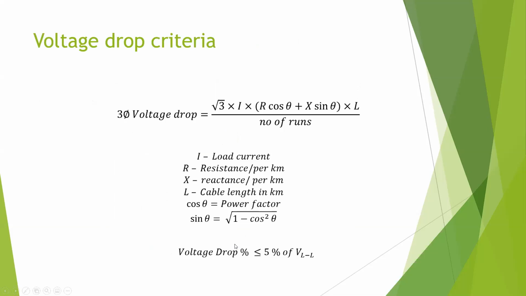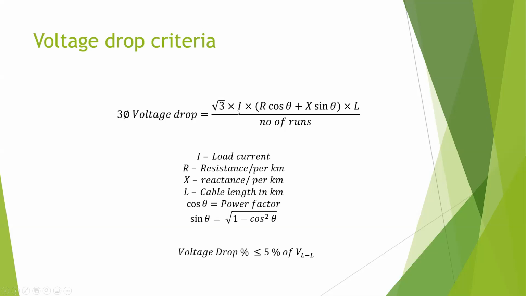And then we come to the voltage drop criteria. You know we are in a delta configuration because we are now in medium voltage, 30 kV delta. So we are only going to consider line to line voltage drop. Also, I have mentioned here three-phase voltage drop, but this is line to line voltage drop. So line to line voltage drop is calculated using this equation.